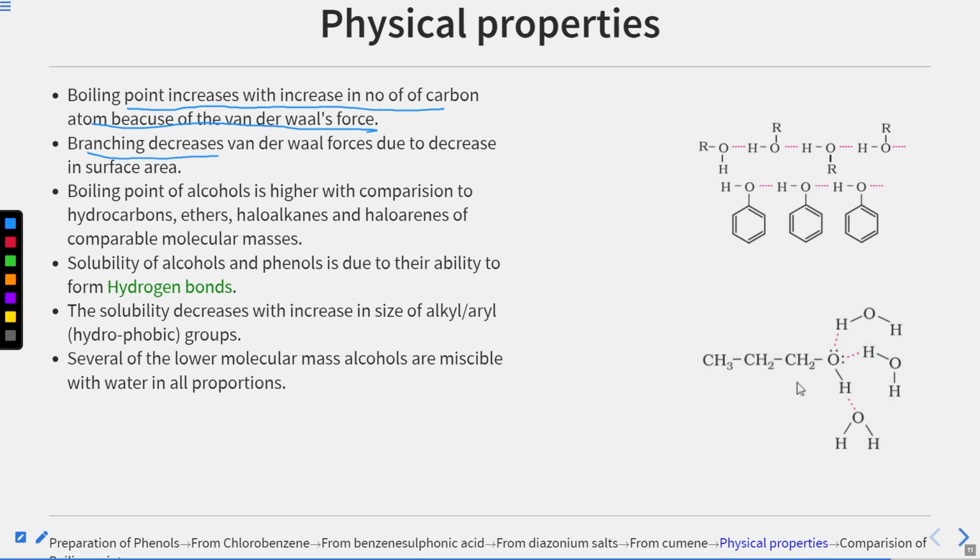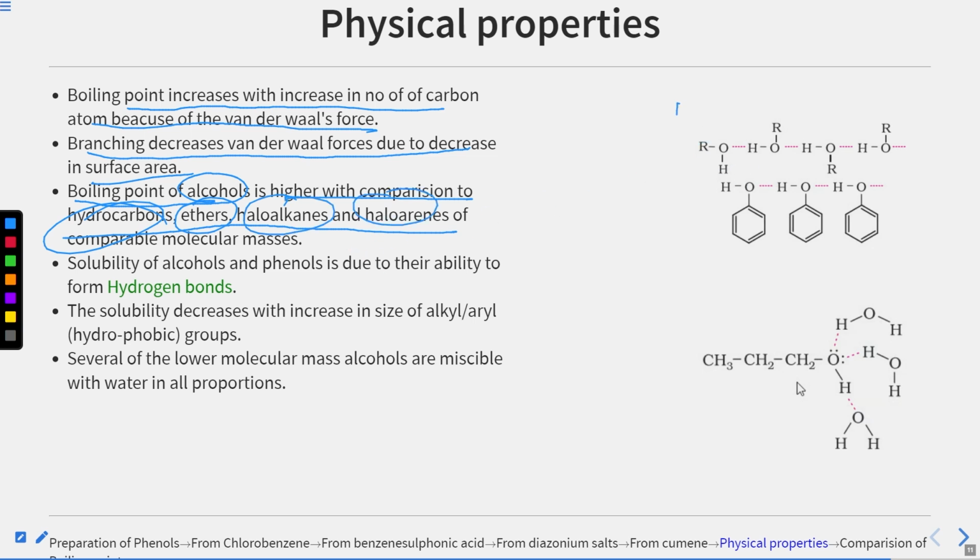Now branching decreases van der Waals forces due to decrease in surface area. I've mentioned it earlier also. If you take something linear, that would occupy more surface area rather than something which is circular of the same chain length. Now one very good comparison is given here, that the boiling point of alcohol is higher in comparison to hydrocarbon, ether, haloalkane and haloarene. So all of these have a lower boiling point than alcohol. That is simple hydrocarbons, ethers, haloalkanes and haloarenes.